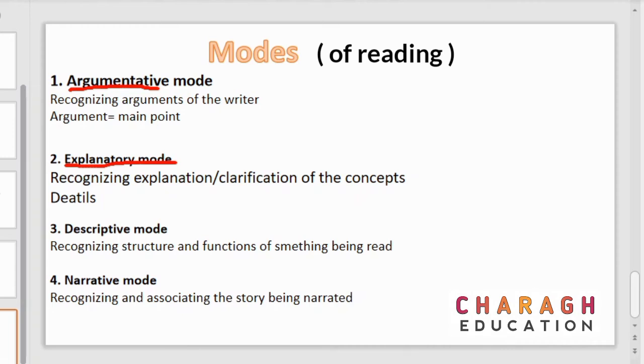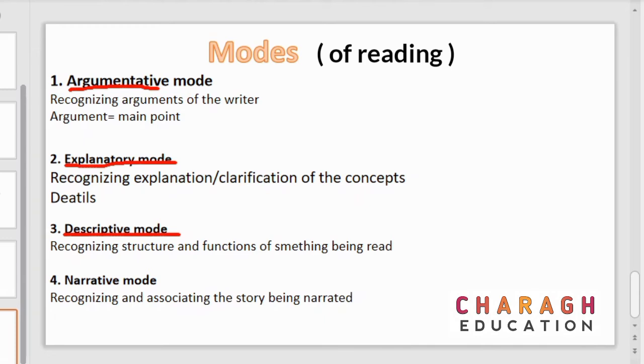Next one is descriptive mood. Descriptive mood is a mood of study, a mood of reading in which you give attention to the structure and functions of something being read. Suppose you are reading about a plant or animal or an organism or an organization, suppose an institution. So we actually pay attention to how the structure of the institution is, and what are the functions of the institution. Suppose you want to know about State Bank of Pakistan, and you want to read about it, so you would read in the mood of description.